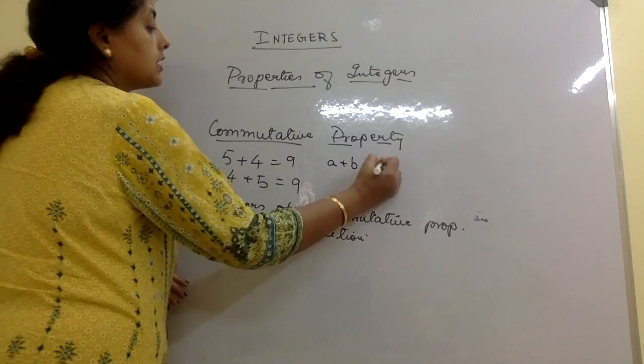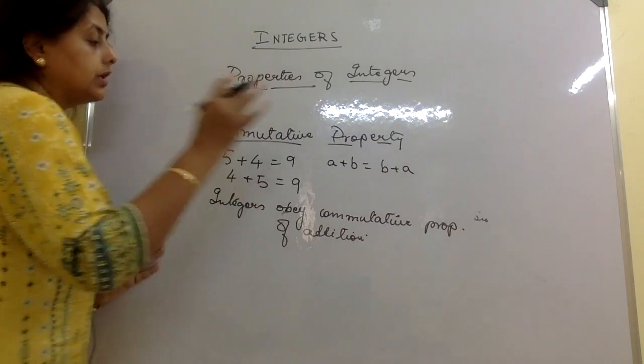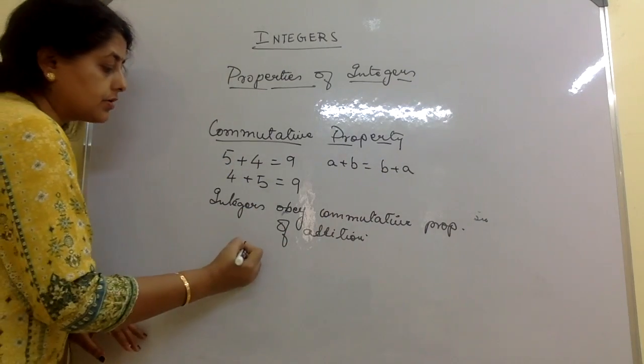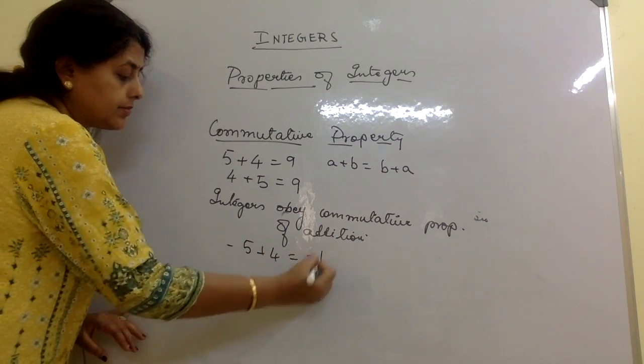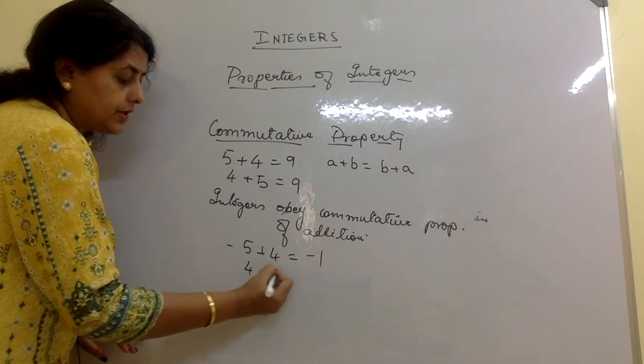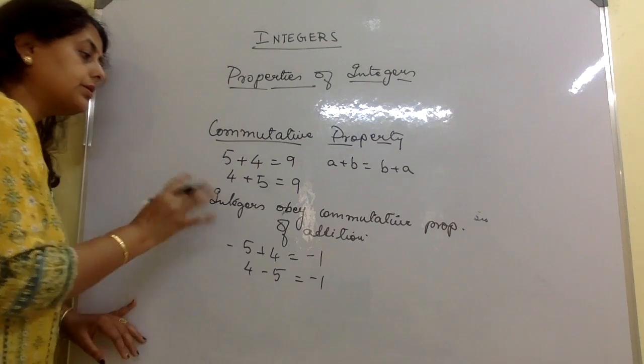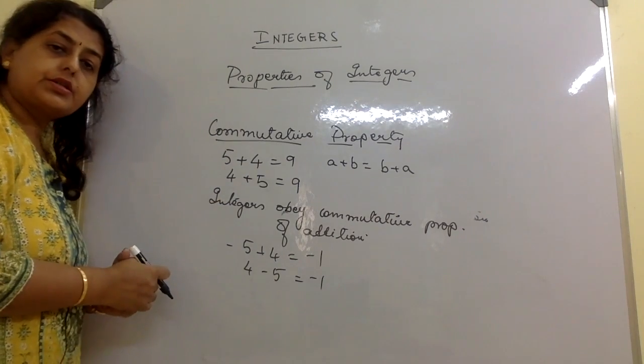In other words, I can say a plus b is equal to b plus a for all integers. I can try it out for negatives also. Minus 5 plus 4 is minus 1, and 4 minus 5 is also minus 1. So it applies for all additions.